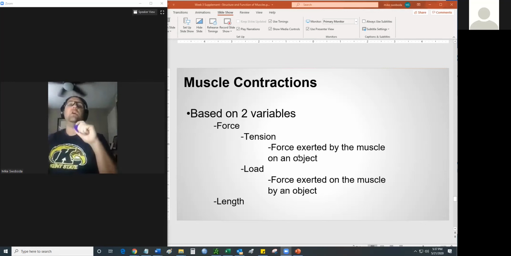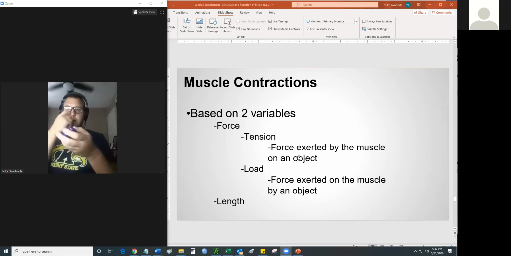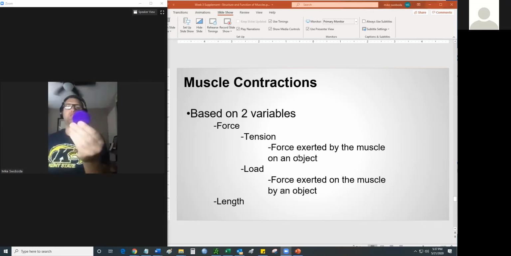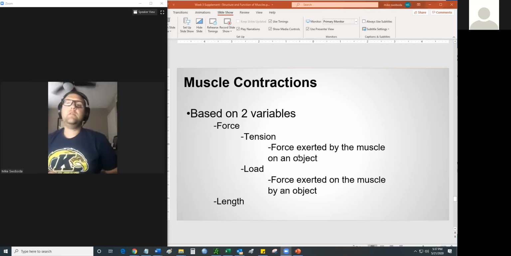Conversely, a load is the amount of force that's exerted on my muscle from the object I'm lifting. So I'm holding this tape measure. This tape measure, because it has mass, exerts a force on my muscle. I have to contract my muscle to be able to lift this. Now, the relationship between tension and load determines the direction our muscles go, otherwise known as the length of the muscle.